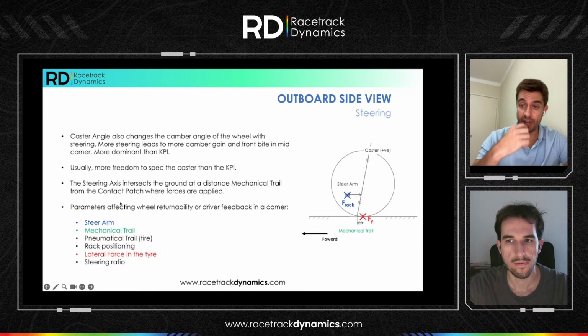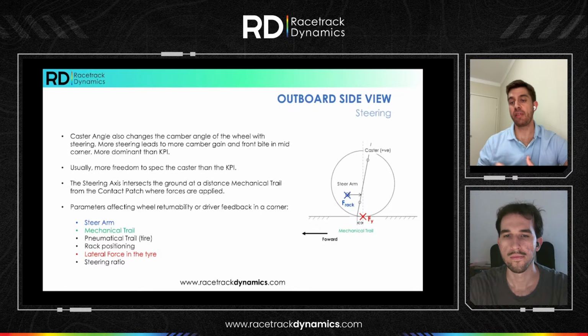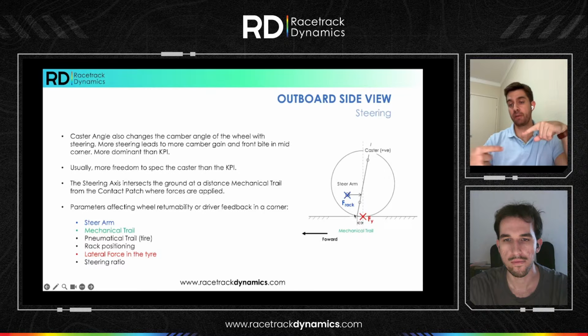So we have here a very important topic as well, which is the returnability or driver feedback, which is the heaviness or what he feels when he's cornering, which is influenced by a number of factors. Factor number one is going to be the steer arm, how far this element is from the steer axis. Again, if we think of pushing or pulling a door, the farther away we are from the hinge, the less force we need to apply to overcome it. We'll have a pneumatic trail, which is the distance between the steering axis, or the hinge of our door, and where the actual force we are trying to react is.